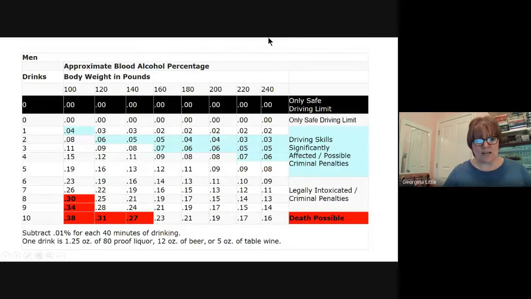All right, if I have 185 pounds, I'm going to use 180 pounds because it's close, but it's kind of in between here and here. And 5 beers, so that would be 0.11 over 2 hours, which is 120 minutes. 120 minutes divided by 40 is 3. So I'm going to subtract 0.01 three times: minus 0.01, minus 0.01, minus 0.01, or minus 0.03. We get to 0.08, right?